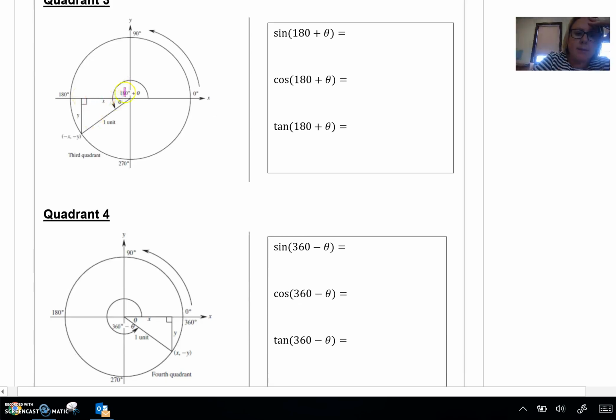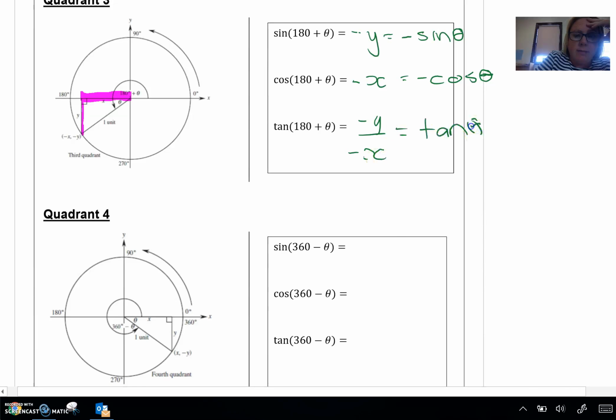Quadrant 3 is the same, except this time x and y are negative. So if we have a look, sine is minus y. So sine of 180 plus theta is also equal to minus the sine of theta. Cos of 180 plus theta is equal to minus x, which is the same as minus cos theta. And tan is minus y on minus x, which gives me a positive. So it's exactly the same value as we started with in this first quadrant.